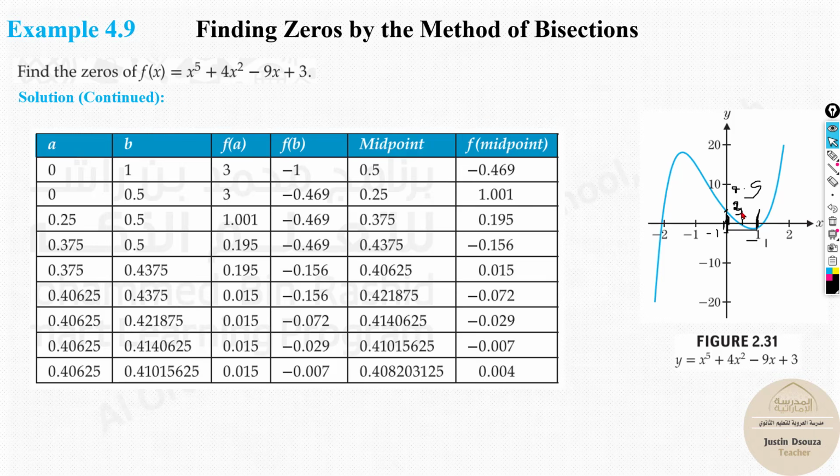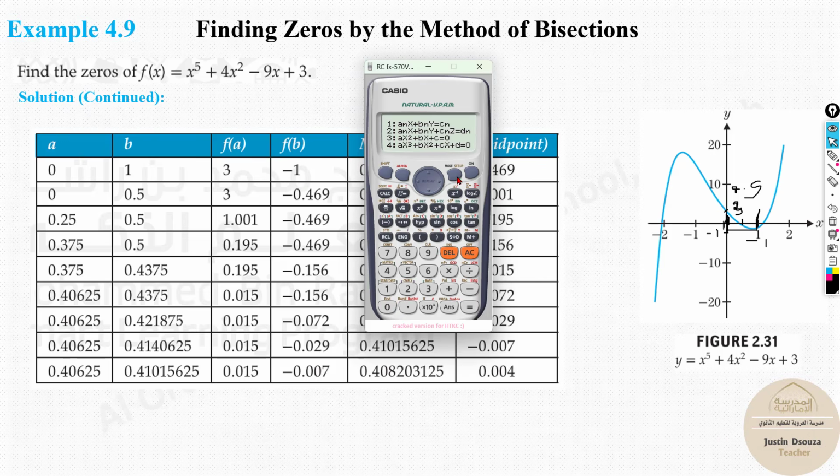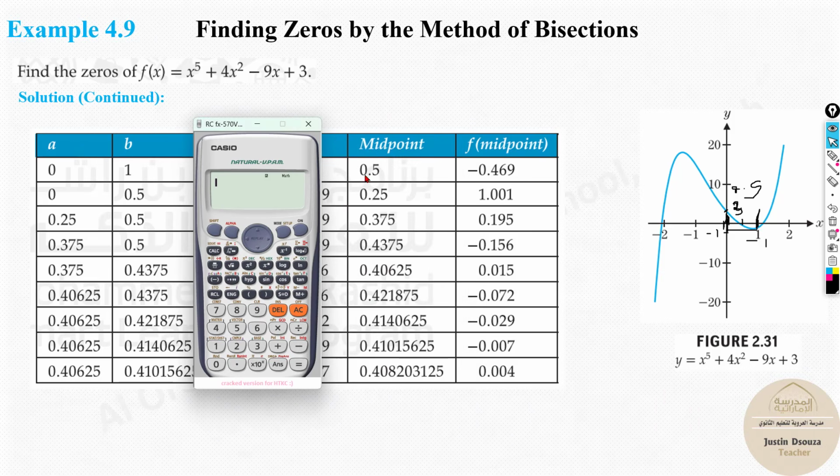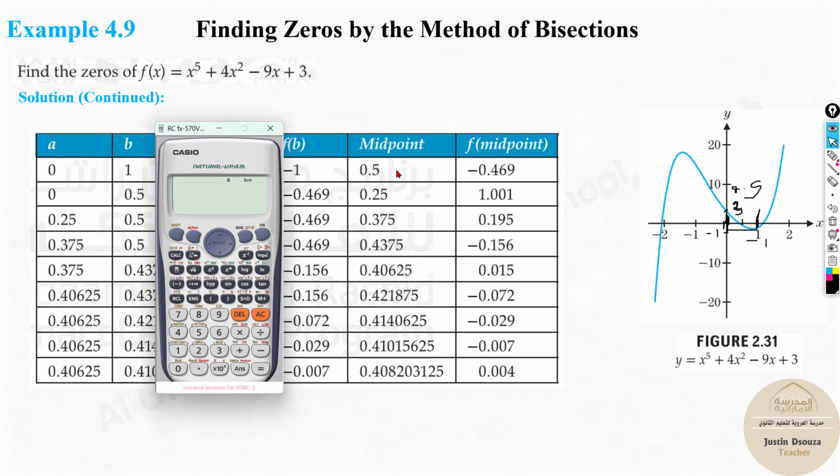Now if you're thinking how to find these accurate values, don't worry, you can use the calculator. I should have told that before. Mode 1, just take any of these values, say 0.1, right? Or even 0, substitute 0 everywhere and you will get the answer 3. Put 1 everywhere, you will get the answer minus 1. Now I need to find at the midpoint what is the value, plus or minus. So instead of x, I put 0.5 everywhere and solve. Plus 4 into 0.5 square minus 9 into 0.5 plus 3. Now what is the answer?